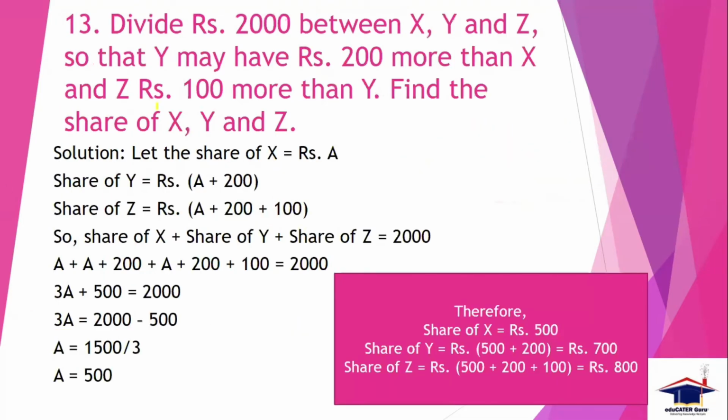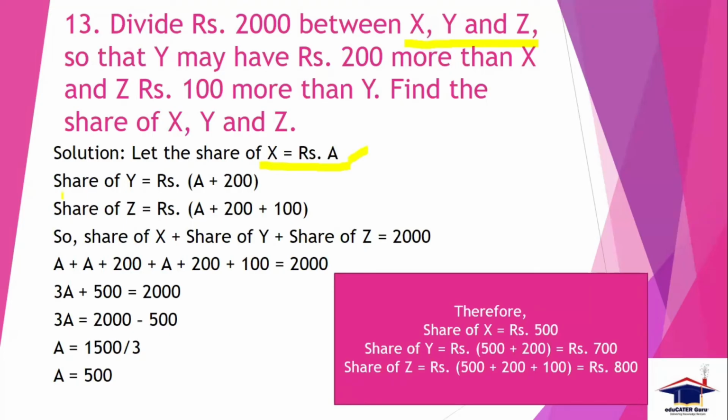Next, divide rupees 2000 between x, y and z so that y may have 200 more than x and z may have 100 more than y. So first let the share of x be... we don't know the values of x, y, z, but they have told the values of y and z on the basis of x. So first we will keep the value of x as rupees a.